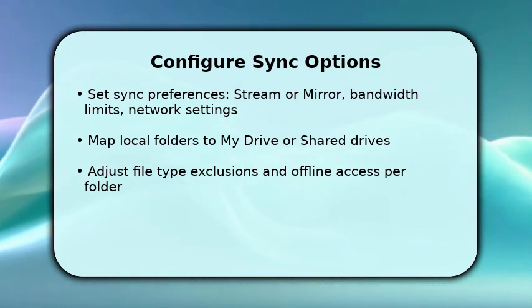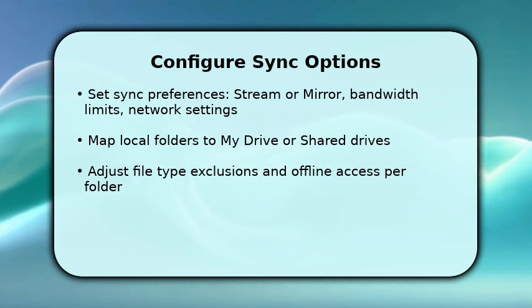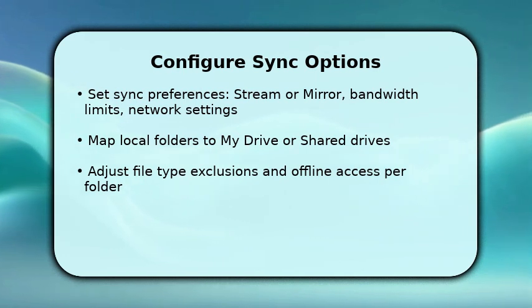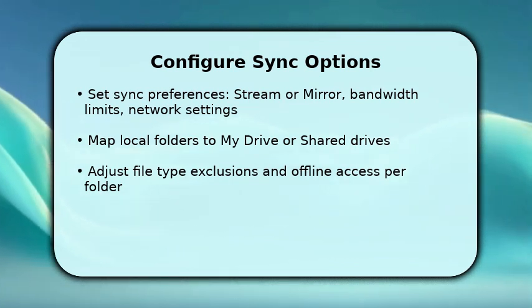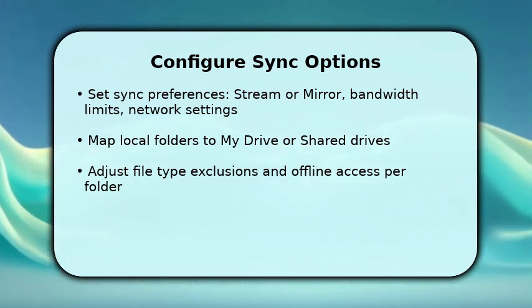You can limit upload/download bandwidth to avoid network congestion. Then map local folders into My Drive or shared drives so files appear in the cloud where you expect them. Also, make sure to set offline access for specific folders if you need them without internet. These steps control storage use and sync timing, so take a moment to align them with how you work.